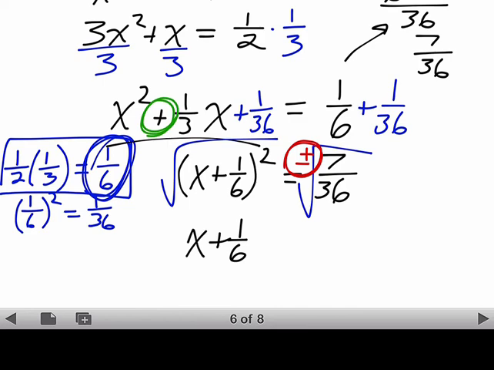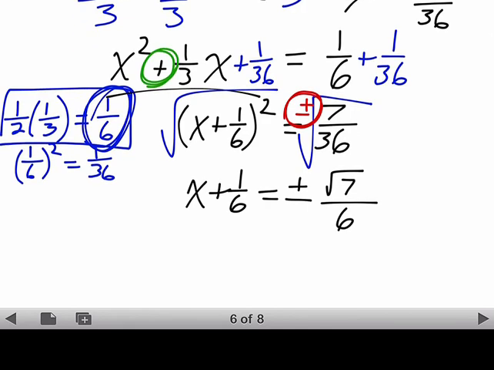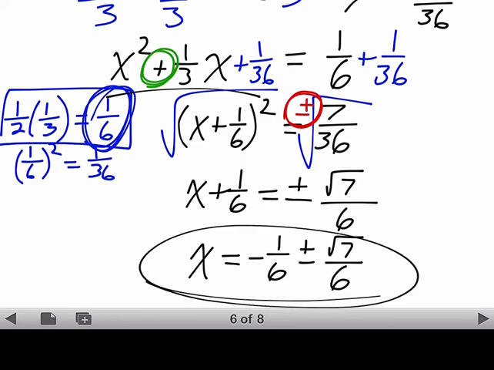So I have x plus 1/6 is equal to plus or minus, now let's simplify, the square root of 7 divided by the square root of 36. I'm going to write that as 6. So now I have x is equal to negative 1/6 plus or minus the square root of 7 over 6, which again can be combined if you like, or just leave it as is.